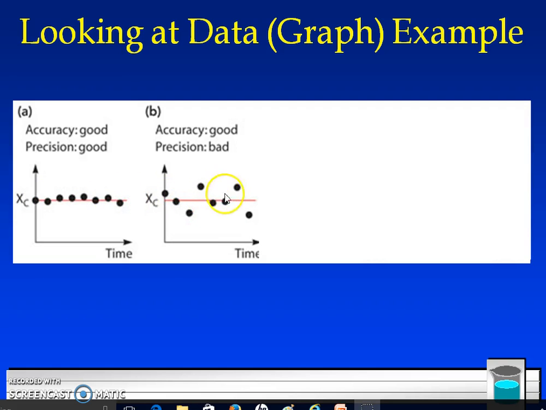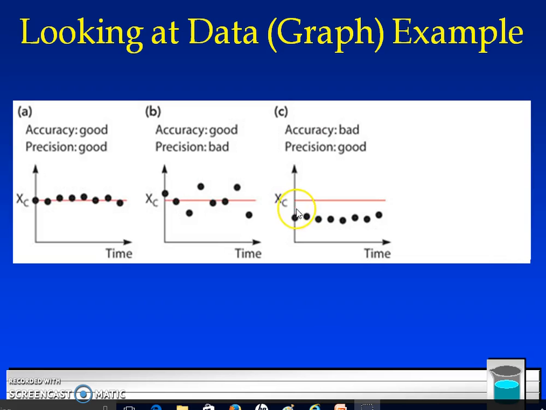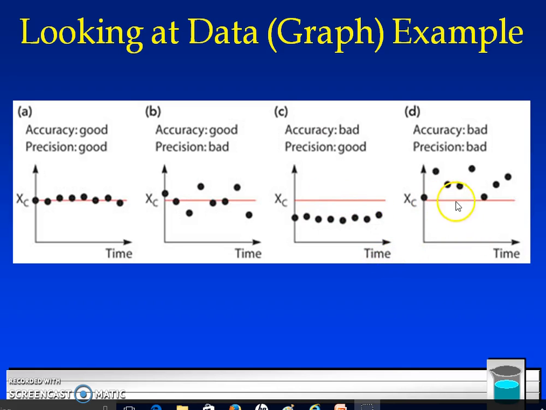Here, however, if we notice, those dots are all over the place. So it's not precise, but it is accurate because we have 1, 2, 3 that are on the line. This one has good precision because we're hitting the same spot over and over again, but it's not accurate at all. We didn't hit the line at all. And this one again has poor accuracy because technically I guess they're saying that there's only one here. I mean, we can still claim that it's accurate, but precision, no way.